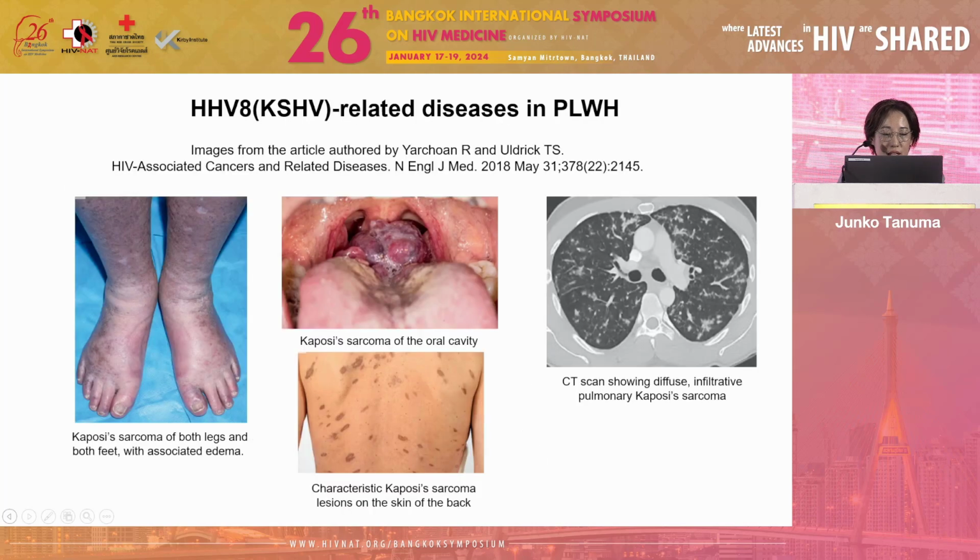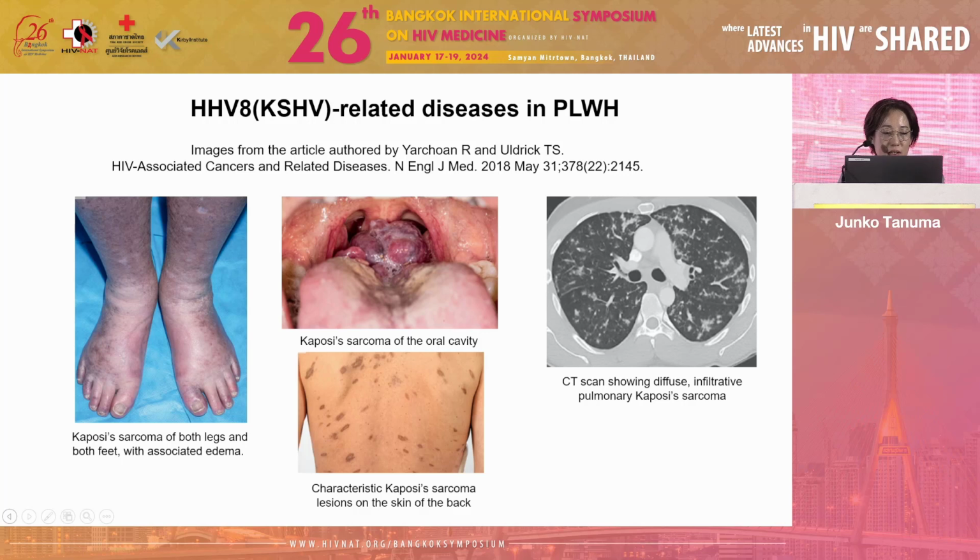Regarding KSHV-derived disease, the most famous presentation is of course Kaposi sarcoma, but actually there are many forms of clinical presentation, including primary effusion lymphoma. Kaposi sarcoma most frequently occurs with skin lesions, and the pathology is characterized by proliferation of spindle cells of endothelial origin with abnormal vascularity. Extensive lesions, typically those on the lower extremities, as in the picture on the left side, are often associated with lymphedema.